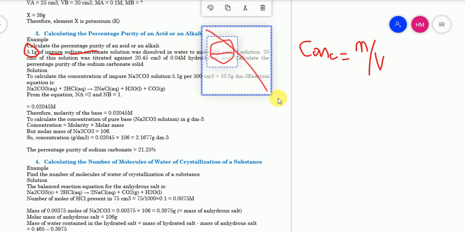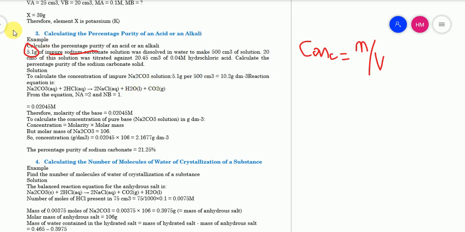Kwa hiyo ukasema kwamba sasa mbona solution yetu ya impure ile ndio tumeenda kuitumia, inakuwaje? Sasa anasema kwamba molarity na concentration tutakayotafuta hapa ni pure, kwa sababu kinachofanya reaction ni pure peke yake. Impurity hazifanyi reaction. So now from this mass which is 5.1 gram, tukigawanya kwa 500 tunapata concentration nini? Concentration impure.